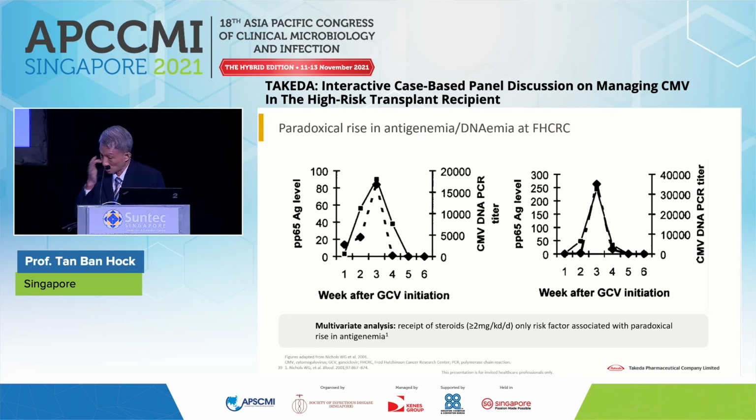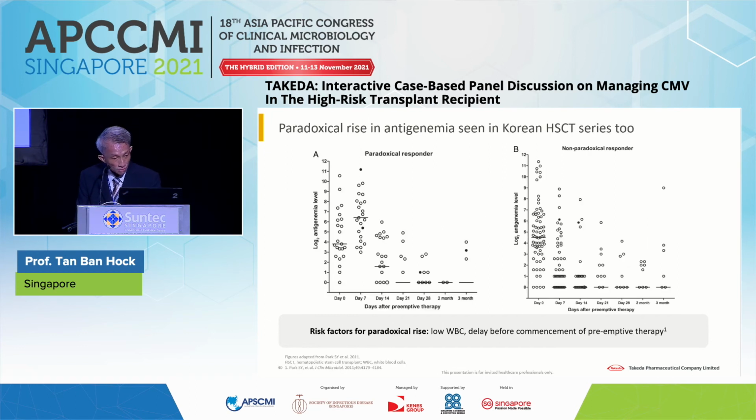This was first demonstrated at the Fred Hutch, where they showed that even after you start ganciclovir, the antigen levels or the PCR levels will go up, but then it will come down if you persist. And when they did this multivariate analysis, receipt of high-dose steroids was the only risk factor that was associated with this paradoxical rise in antigenemia.